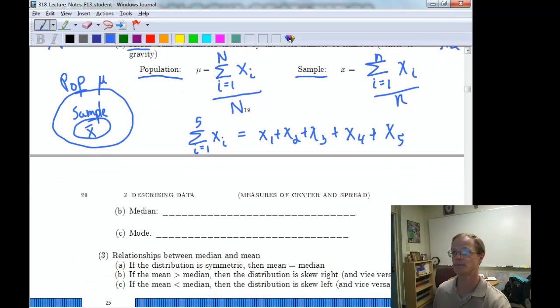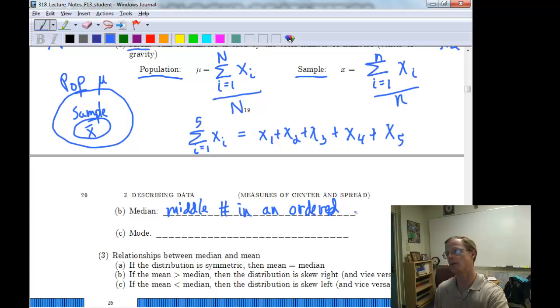That's called a census. Now, the median is the middle number in an ordered set. Middle number in an ordered set. I'm going to do examples momentarily. Mode is most frequently occurring number or numbers, and I denote that by the peak of the histogram.